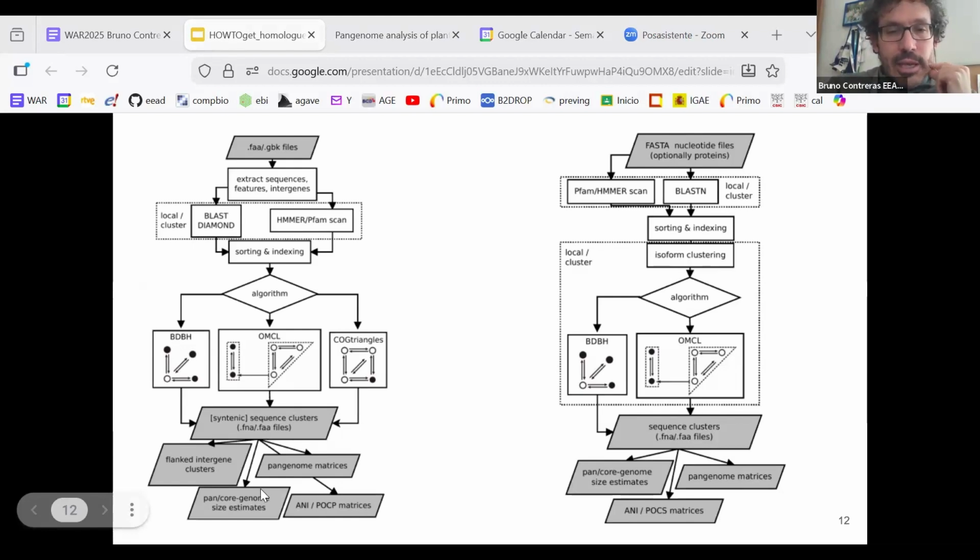You can also get estimates of the core and the pangenome as it grows when you add more individuals to the pool. You can get matrices of average nucleotide identity or matrices of percentage of conserved clusters. And you can also get pangenome matrices, which are these matrices like the one I showed you before in the toy example that summarize presence, absence, and number of copies in rows, okay?